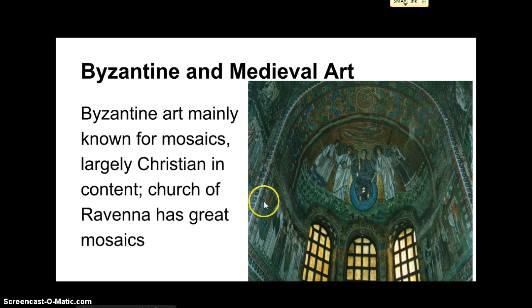So this is a huge church. Just look at the size and scope of this. Doing a mosaic on a curved dome is just impressive. And notice how these colors still exist. Just impressive.